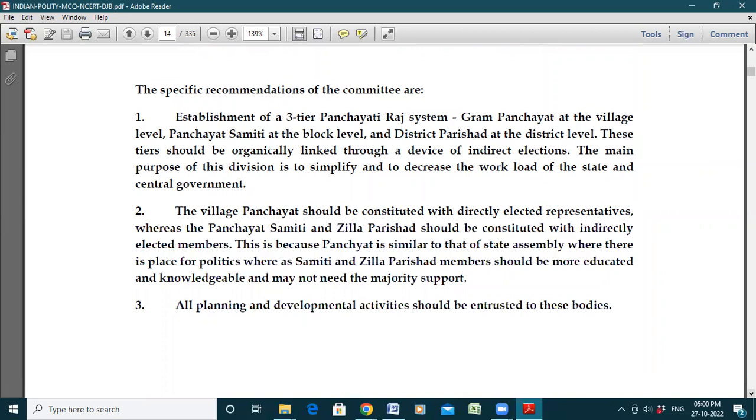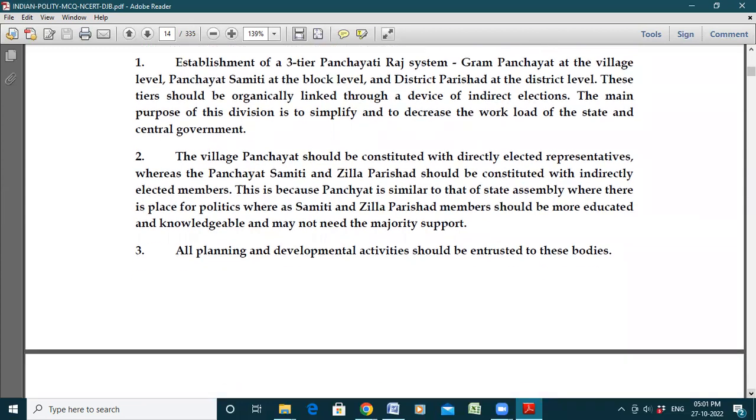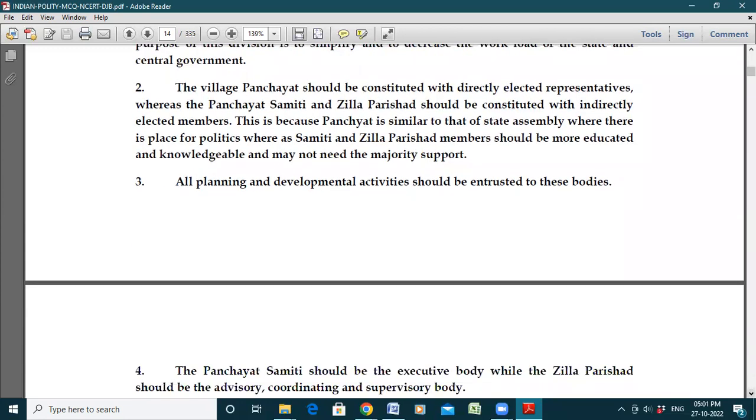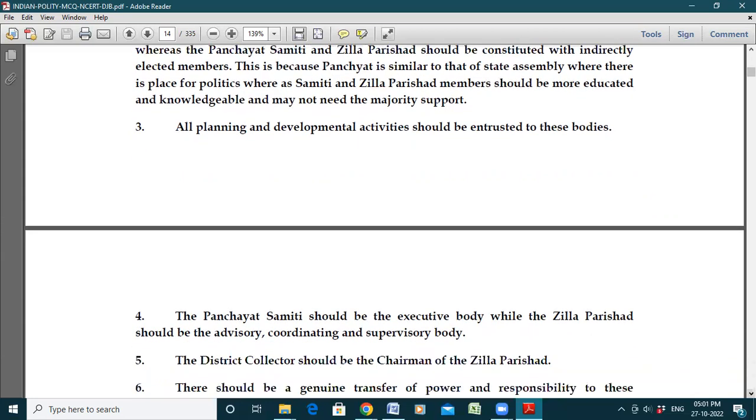Now yet aru ketaman recommendation korisil, like establishment of a 3-tier Panchayati Raj system: Gram Panchayat at the village level, Panchayati Samiti at the block level, and District Panchayat Parishad at the district level. So mon rakhibo: Gram Panchayat, Panchayati Samiti, and District Panchayat Parishad. Then next, village Panchayat should be constituted with directly elected representatives, whereas the Panchayat Samiti and Zilla Parishad should be constituted with indirectly elected members.